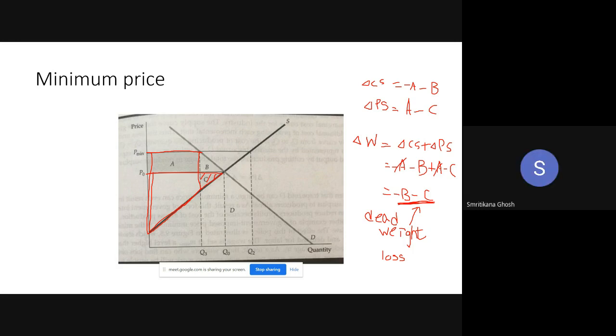Ma'am, what is the basic difference between the social welfare and the deadweight loss part? No, this is the change of welfare. Deadweight loss is the change of social welfare. Social welfare is consumer surplus plus producer surplus. And deadweight loss is the change of consumer surplus and change of producer surplus. Okay, ma'am, understood.